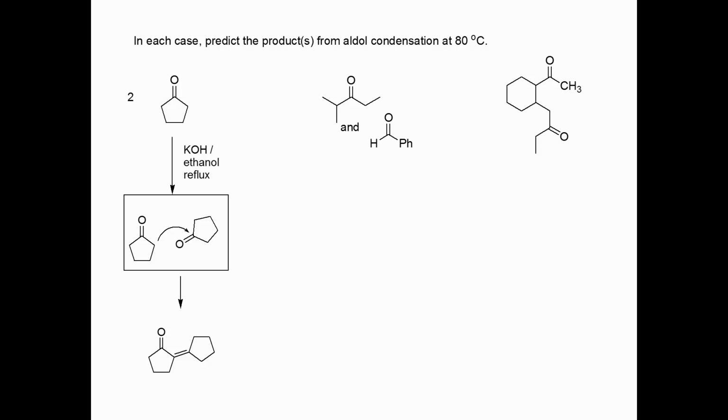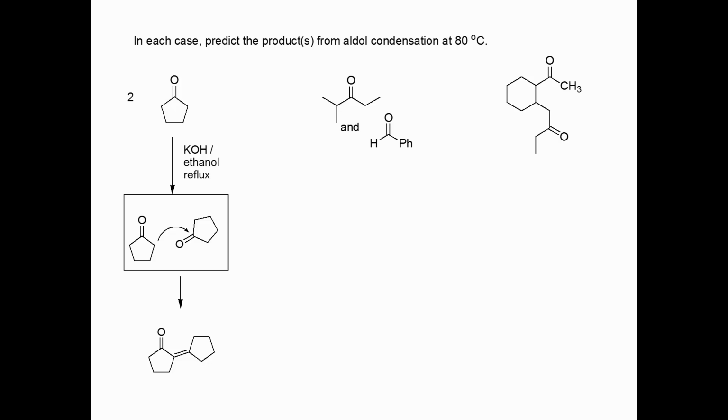Okay, so if we treat this compound with KOH at 80 degrees, 80 degrees is approximately the boiling point of ethanol. I think it's actually 78, but we just say 80. All right. So in this case, we're taking the alpha carbon of one cyclopentanone and it's contacting the carbonyl carbon of the other and eventually making the alpha beta unsaturated ketone that you see here.